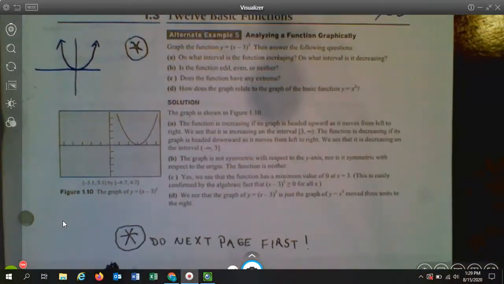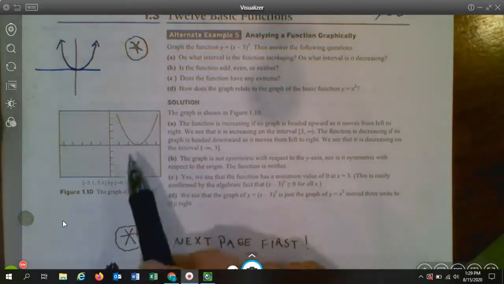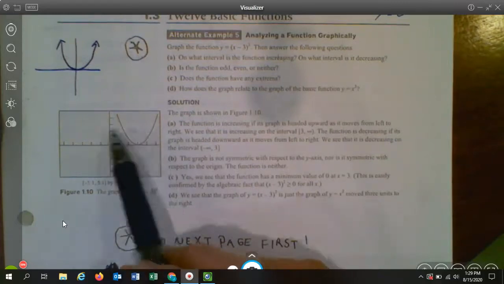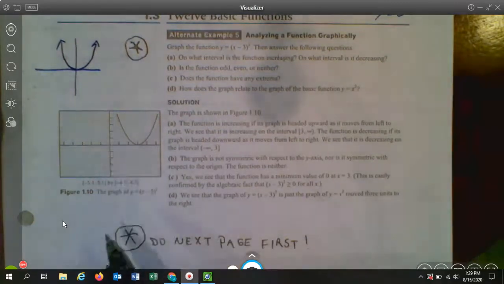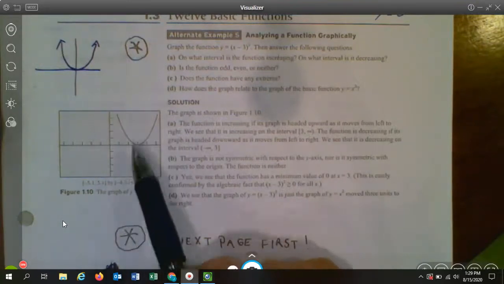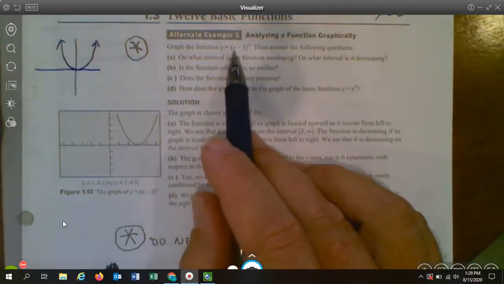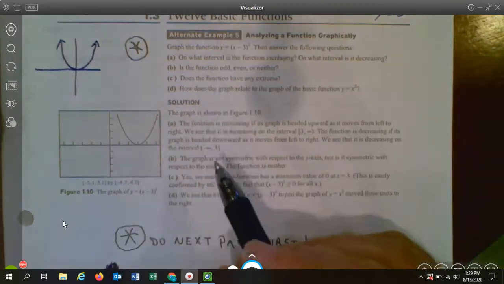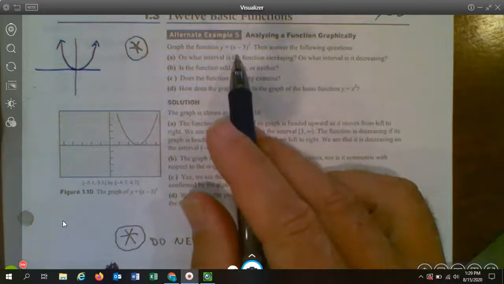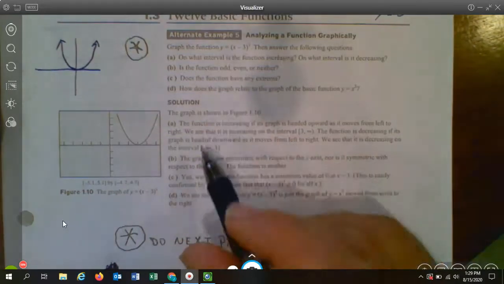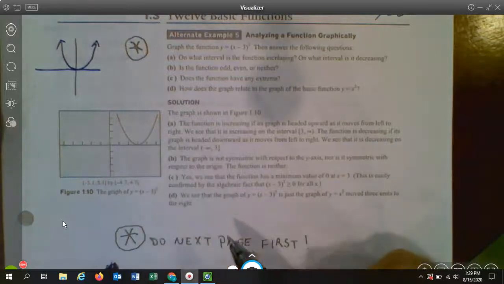As far as odd, even, or neither, we can see on this one, graphically we can tell that it's neither because it's not symmetric to the y-axis or the origin. If you weren't looking at the graph, remember you can replace x with negative x and see what happens, right? If all your signs change for the whole thing, we know it's odd. If nothing changes, we know it's even. And that just wouldn't be the case with this one here.